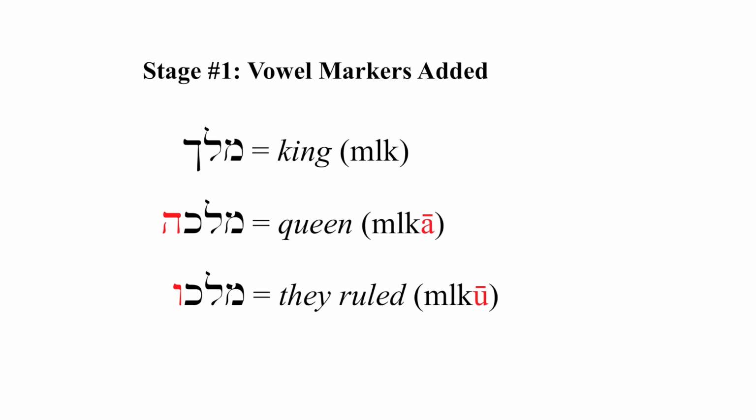Likewise, when you say the word they ruled, malaku, the oo sound at the end can have the hint of a W sound to it when you say ooh. You remember that when we talked about the alphabet in the last lesson, I stressed the importance of recognizing that the letter Vav, though pronounced as a V, was originally pronounced as a W. And here's an example of why that is important. It becomes a vowel marker because of its historic pronunciation as a W sound, ooh.